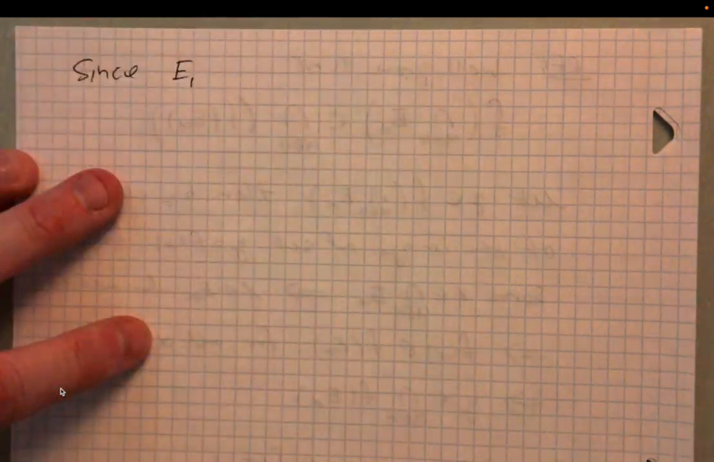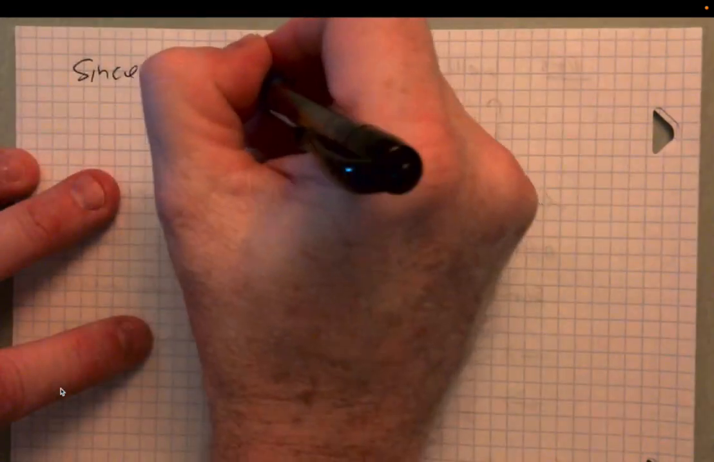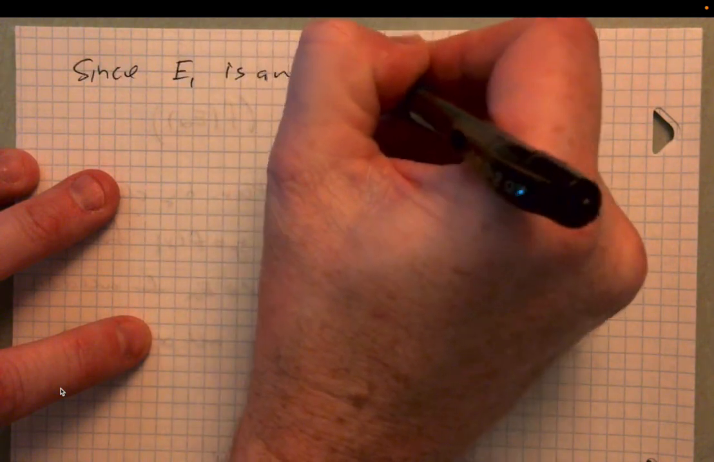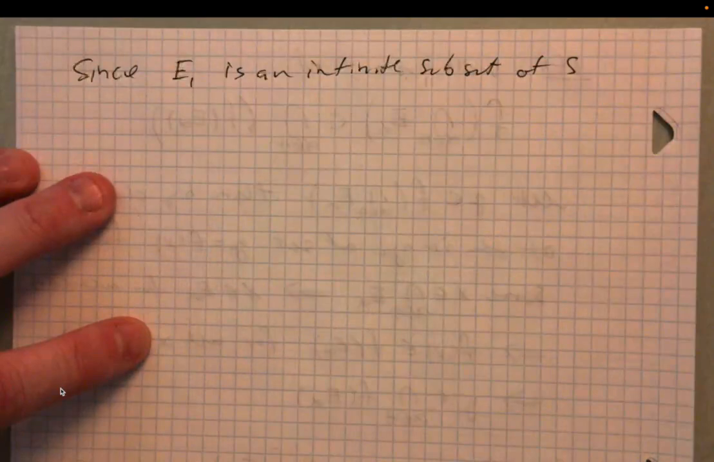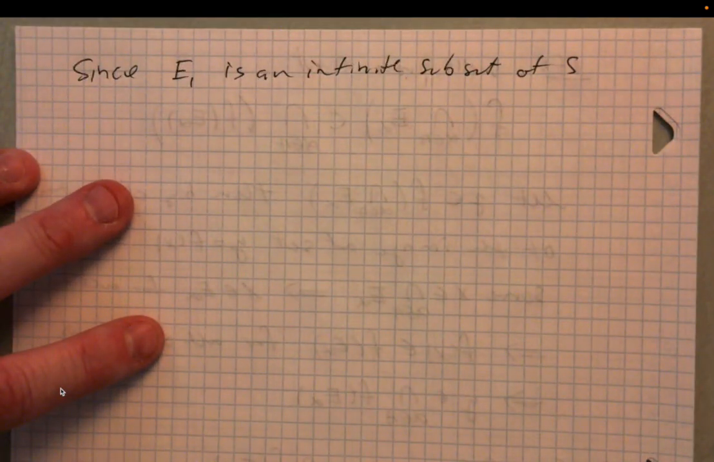Okay, let me flip pages here. Since E sub 1 is an infinite subset of S, the set S must itself be infinite.